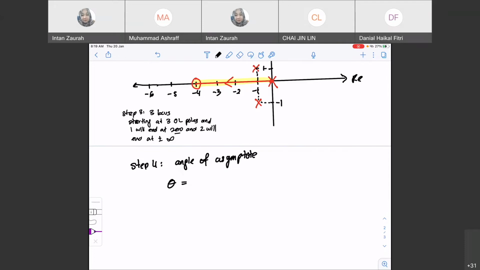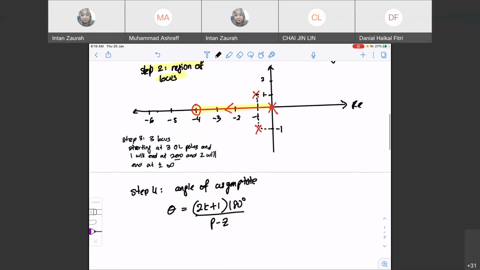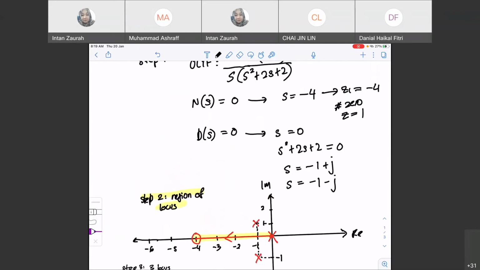And the formula for it is theta equals (2k plus 1) multiplied by 180 degrees divided by P minus Z. So in this case, your P is the number of poles. So how many poles do you have? 3 poles. P1 is equal to 0, P2 is equal to minus 1 plus j, P3 is equal to minus 1 minus j. Number of poles is 3.